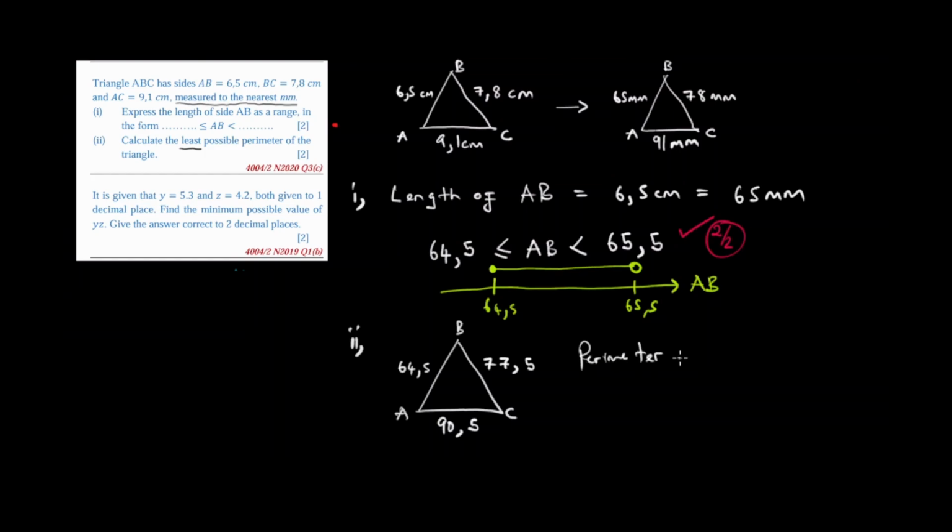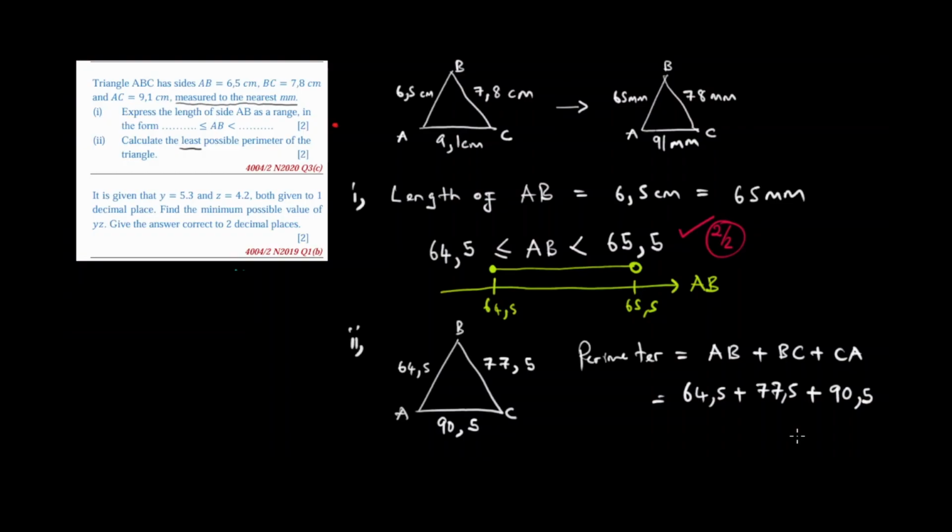So that was what perimeter is, a distance right round. Kureva kuti perimeter is going to be equal to AB plus BC plus CA. So that is what perimeter is going to be. What is AB? 64.5 plus what is BC? 77.5 plus what is CA? 90.5, like that.